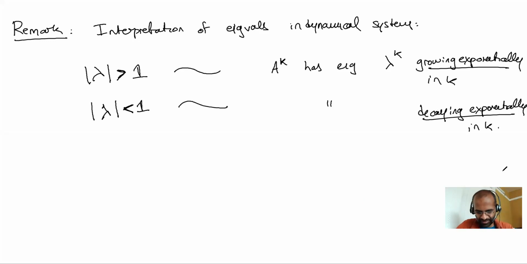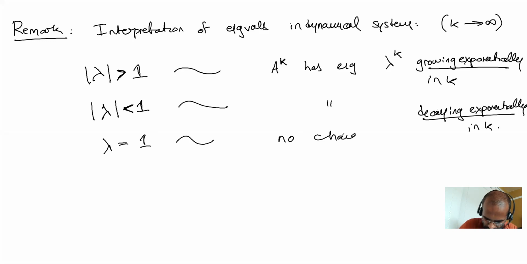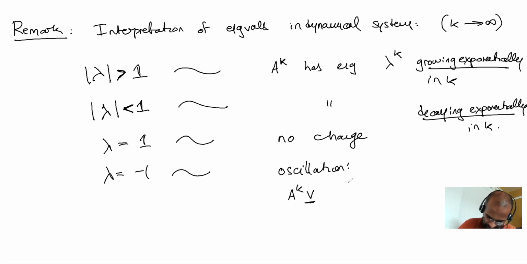Okay, so what these numbers are telling us is that when you take powers, only the eigenvalues bigger than 1 end up mattering as k goes to infinity. Okay, so k is going to infinity. And if you have an eigenvalue equal to 1, then no change. And if you have an eigenvalue equal to -1, then actually you have oscillation, because A to the k times that eigenvector equals (-1) to the k times the eigenvector.